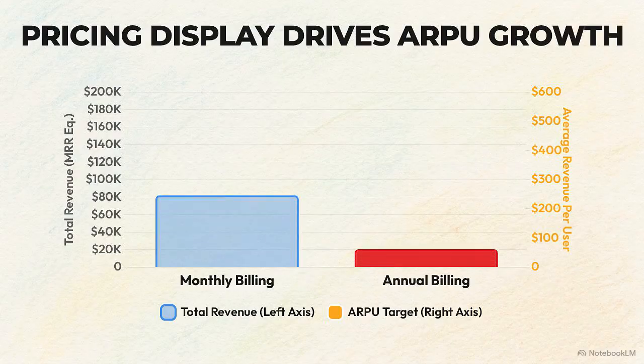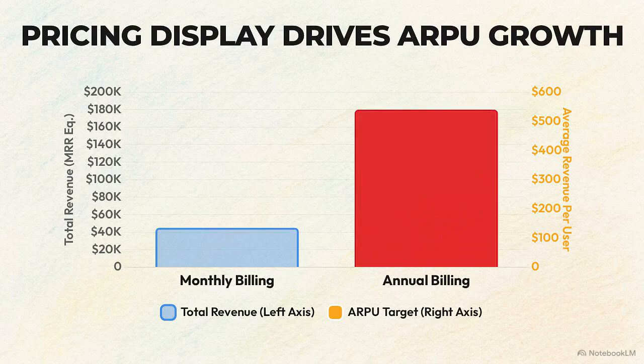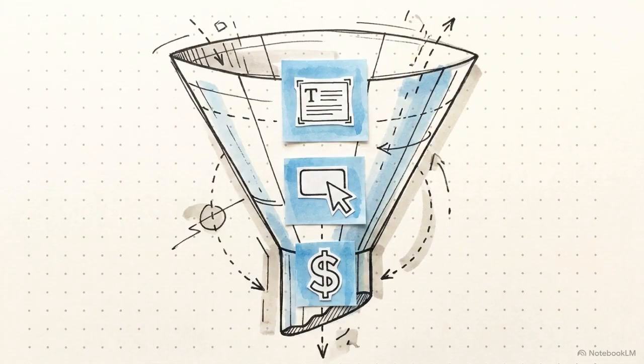This chart demonstrates the impact of the third big variable, your pricing display. Simply defaulting to annual pricing, perhaps with a 2 months free callout, can shift user perception and increase your average revenue per user. Your headline, your CTA, and your pricing display represent the most effective points to patch the leaks in a broken conversion sequence.